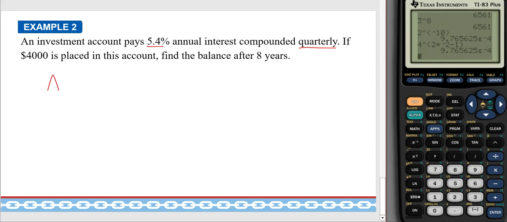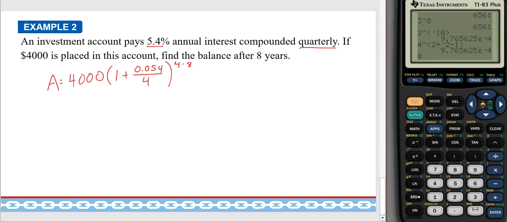So again, I have A equals my principal, which is 4,000, times 1 plus my interest rate as a decimal, so 0.054, divided by the n value, which is how many times it is compounded in a year. So quarterly means 4. And then my exponent is the 4 again times how many years.